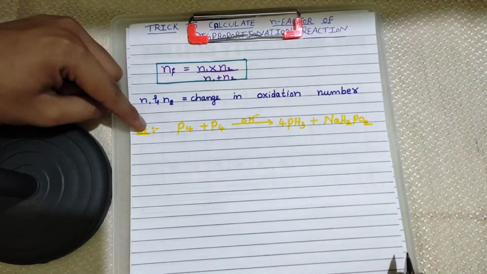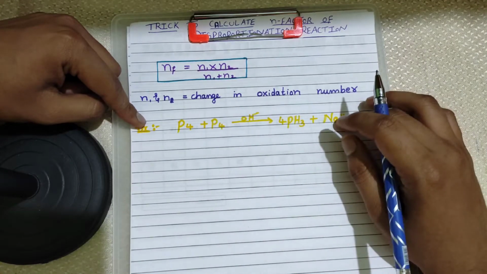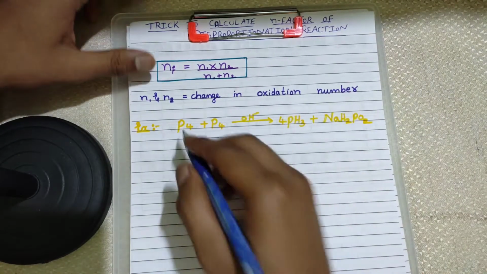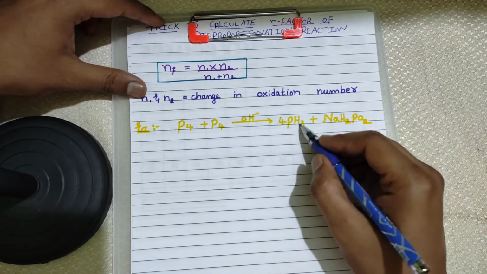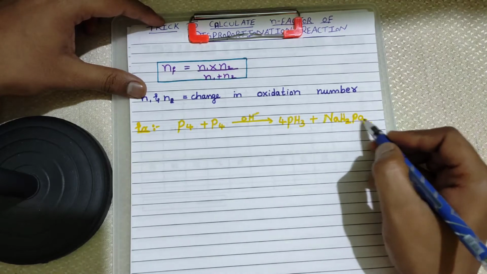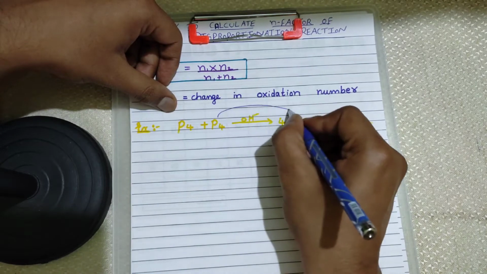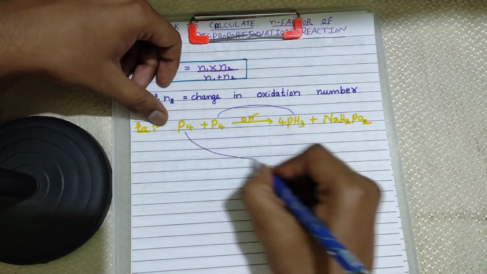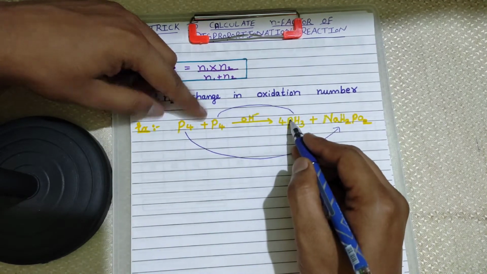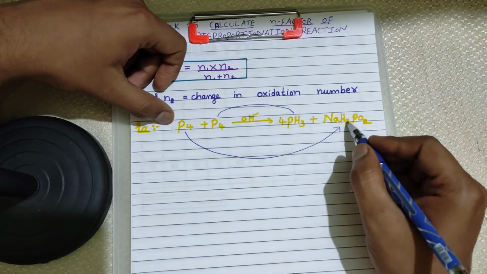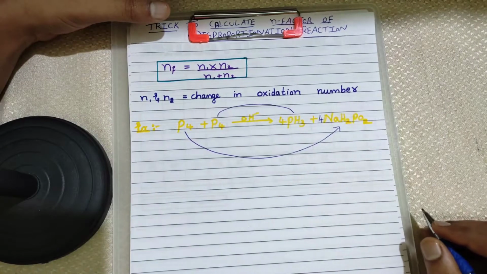Now let us move on to the first example, because if we solve examples, we can understand the concept better. The more examples we solve, the better we become. Here we have phosphorus: P4 reacts with OH minus to give 4PH3 plus NaH2PO2. Now we have to balance it. We have 4 phosphorus on the left, but on the right there are not 4 phosphorus atoms, so I'll multiply by 4. Very simple.